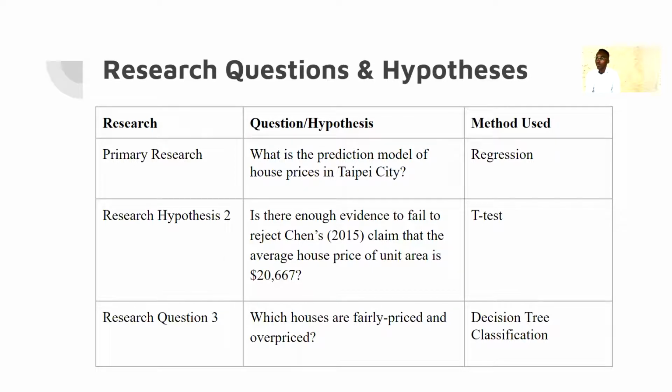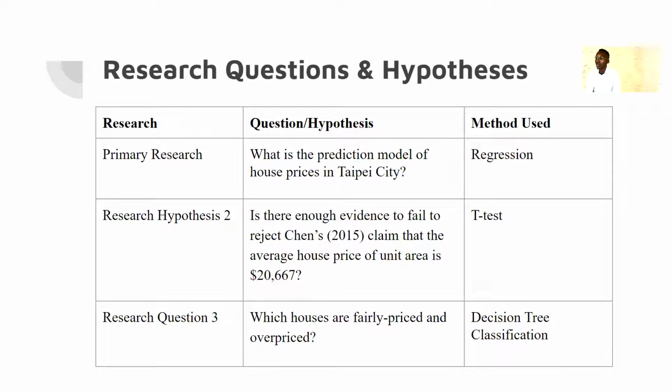My second research hypothesis is that I'm going to test Chen's claim that the average house price in Taipei City in 2015 was $20,667. And to see if we're going to reject or fail to reject the claim, we're going to use the t-test method.